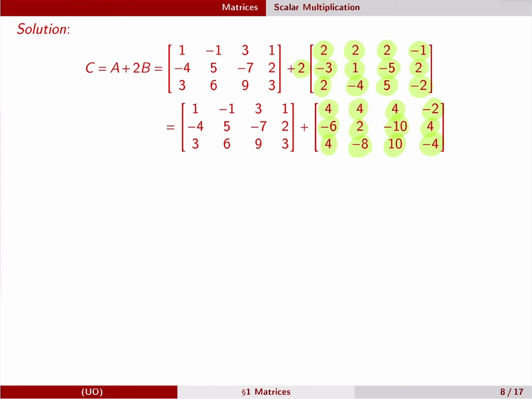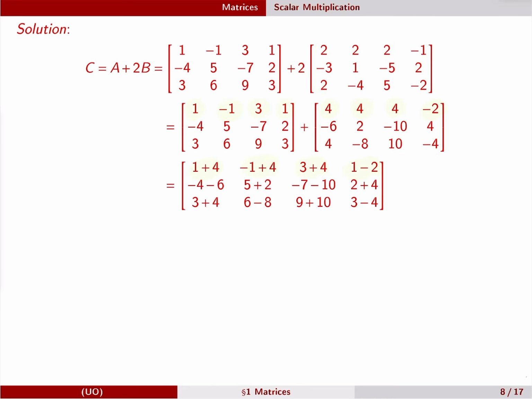Again, you can do these things in one shot. You don't have to do these computations individually, as long as you do them correctly. And then you're going to be adding those two matrices. So 1 plus 4, that's my first entry, minus 1 plus 4 is my second one on the first row here, 3 plus 4, that's first row, third column, 1 minus 2 is my last entry on my first row, and etc.